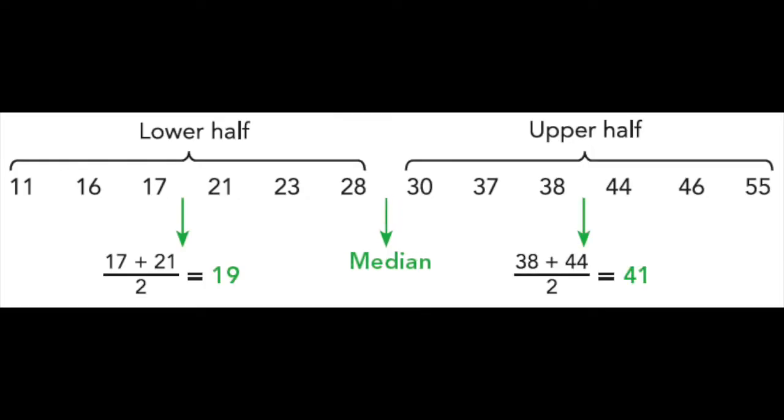The next thing that we're going to do is find the median of the lower half and the median of the upper half. Both halves of data have an equal amount of numbers, so we're going to take the average of the two middle numbers. In the lower half, that gives us 17 plus 21 divided by 2, and in the upper half, that gives us 38 plus 44 divided by 2. The lower half, we end up with 19. For the upper half, we end up with 41.